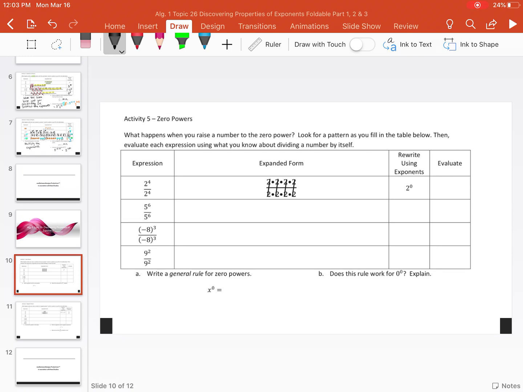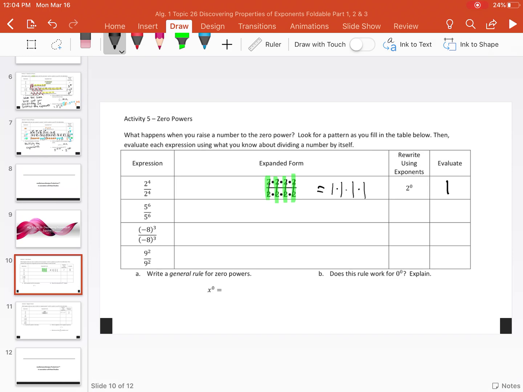So here, we have 2 to the 4th divided by 2 to the 4th. Now we know from part 2 that when we divide and we have the same base, we're really subtracting. So every single time here, when we reduce our 2 divided by 2, 2 divided by 2, 2 divided by 2, 2 divided by 2, we end up simplifying to 1 times 1 times 1 times 1, which when you multiply them all together, that product is 1. So 2 to the 0th power is 1.